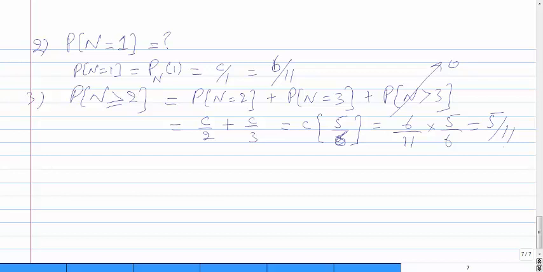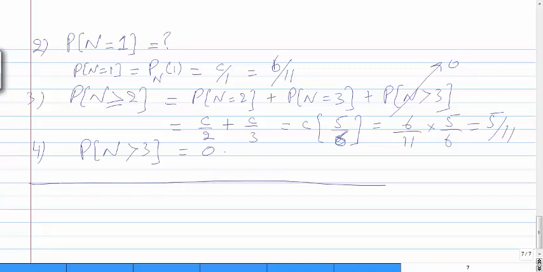Now we move to the next question. Question number 4 says calculate the probability that N is greater than 3. For greater than 3, I told you that no probability is defined, so in that case this is 0. This is what we did to discuss the PMF.